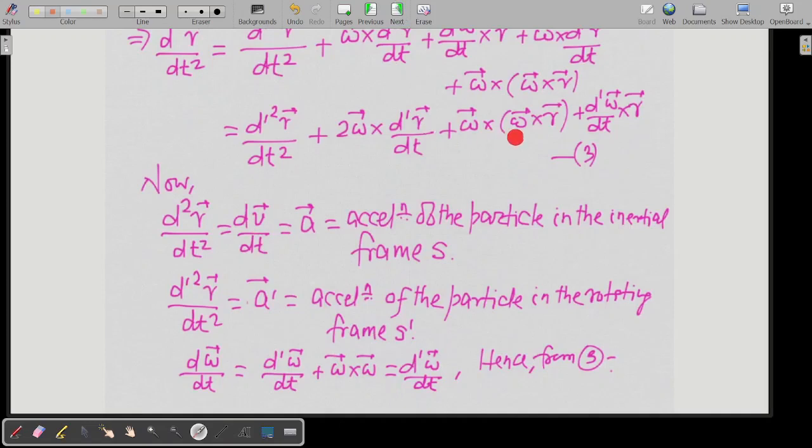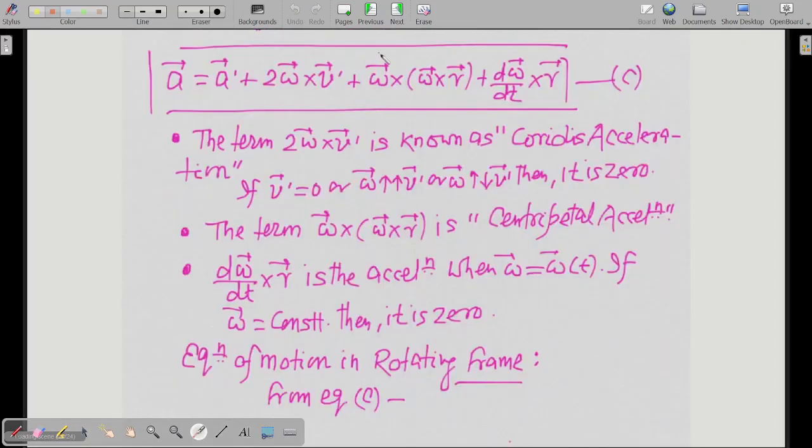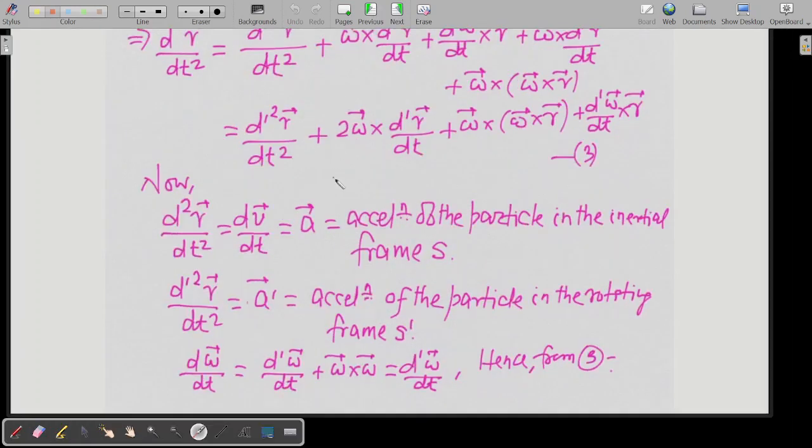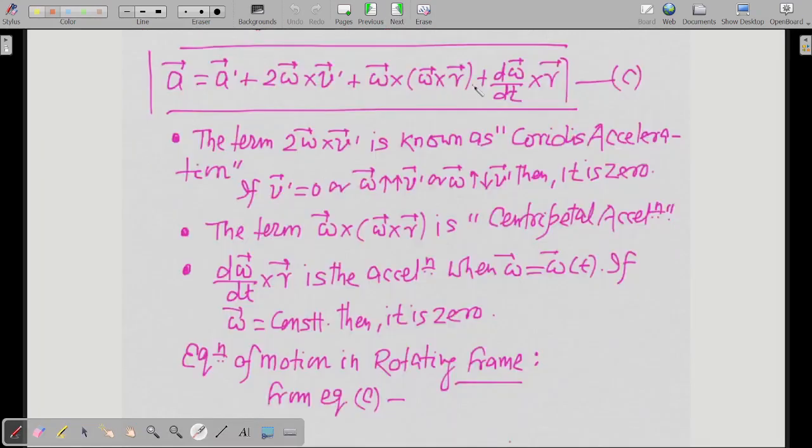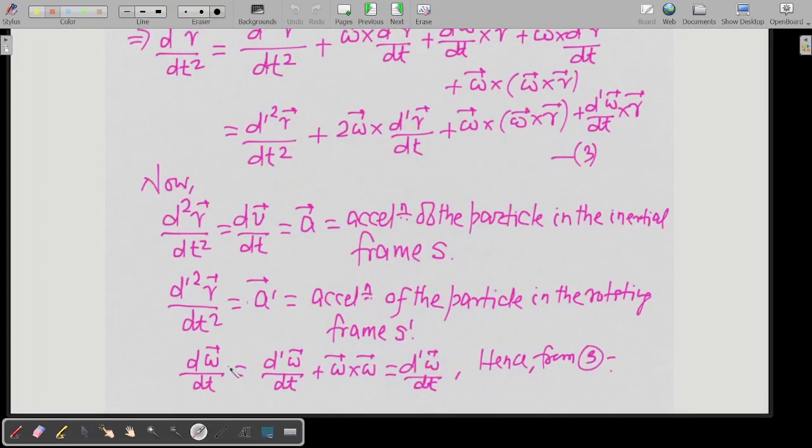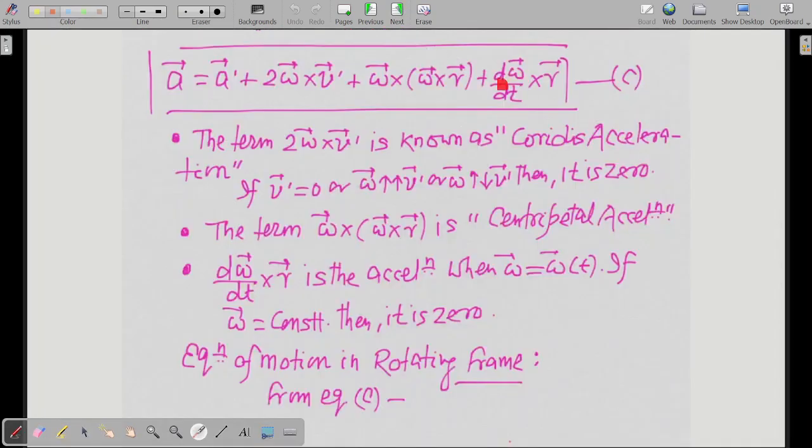So from this equation 3, what will happen? In the place of this d prime omega by dt, you can substitute d omega by dt over here, right? So just substitute that. You will get: a equal to a prime plus 2 omega cross v prime. We have basically substituted d prime r by dt to be equal to v prime. Then omega cross r has remained as it is. d prime omega by dt was there, so d prime omega by dt is equal to d omega by dt. So we have substituted it, and over here we got d omega by dt cross r, which has remained as it is.